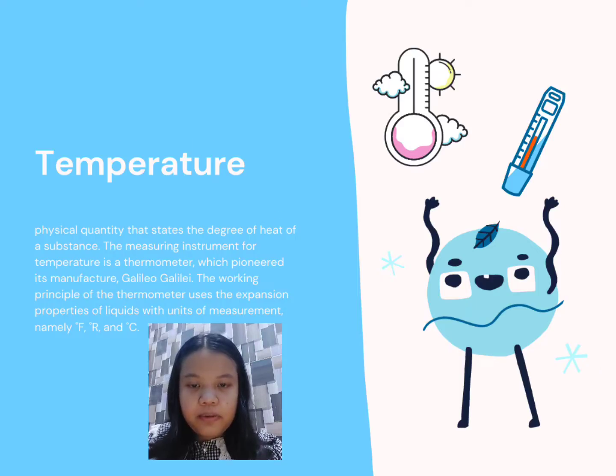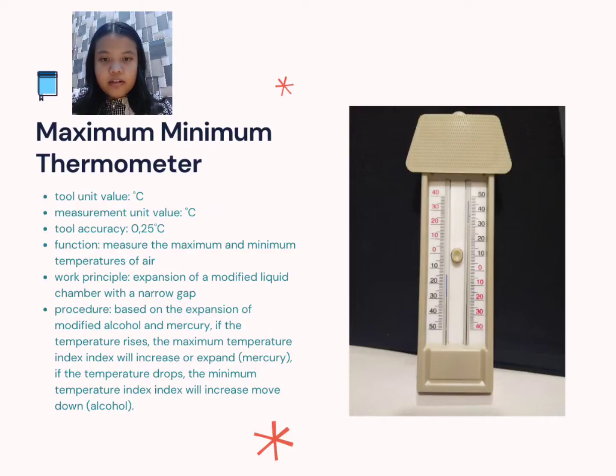The next is about temperature. Temperature is a physical quantity that states the degree of heat of a substance. The measuring instrument for temperature is a thermometer, which was pioneered by Galileo Galilei. The working principle of the thermometer uses the expansion properties of liquids with units of measurement, namely degrees Fahrenheit, degrees Reaumur, and degrees Celsius.